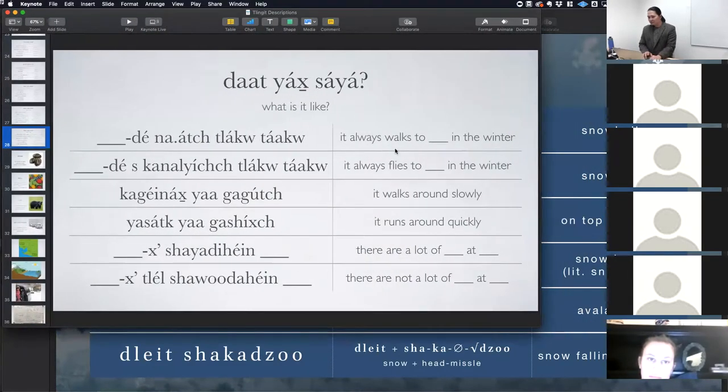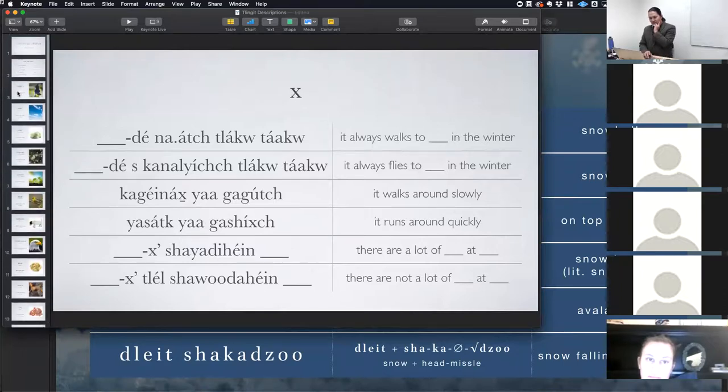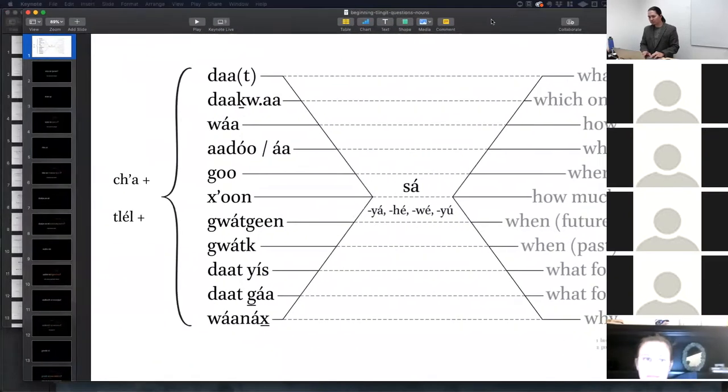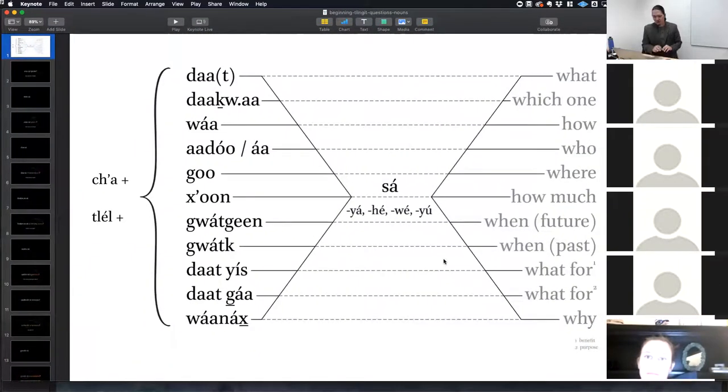So I said we're going to do questions, so maybe we'll do questions. I was going to do some of these, how to talk about describing things, but maybe we'll do that next week. So next week we'll look at how to describe some things. But I wanted to start talking about how to form questions in Tlingit and then just start reviewing some of the nouns from beginning Tlingit.